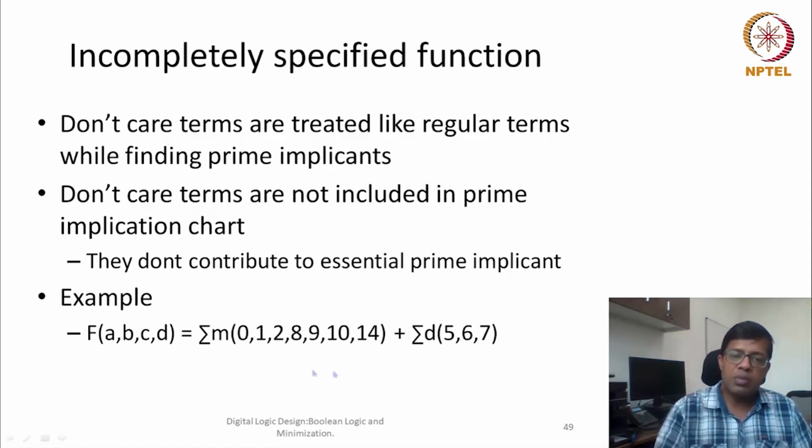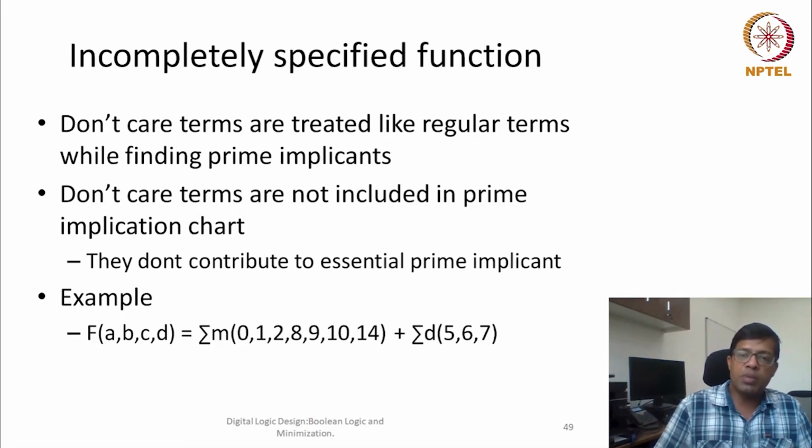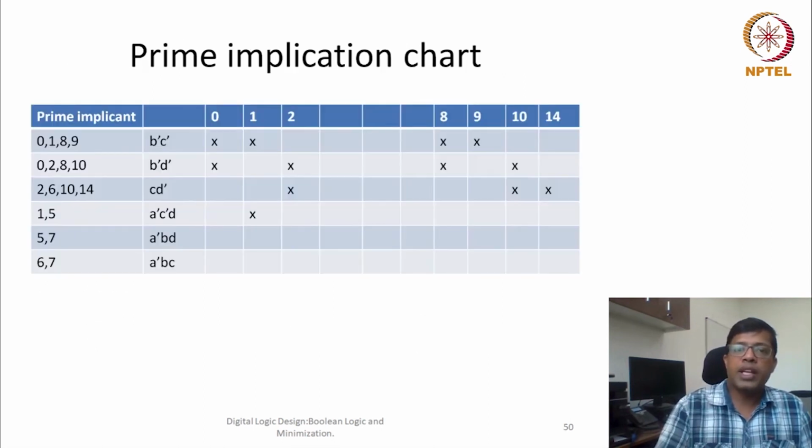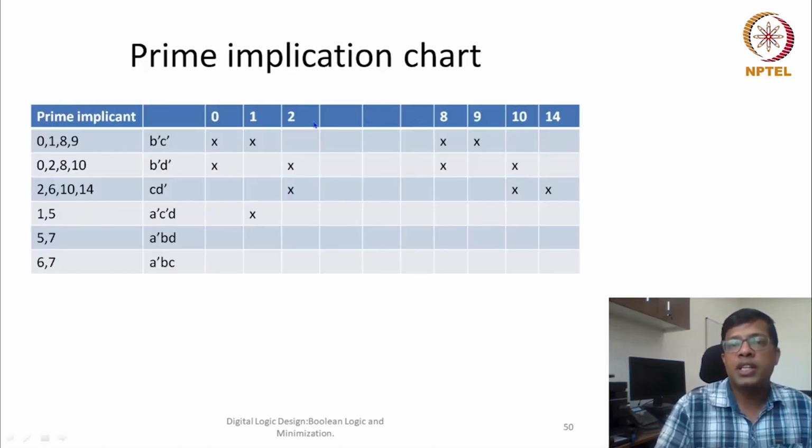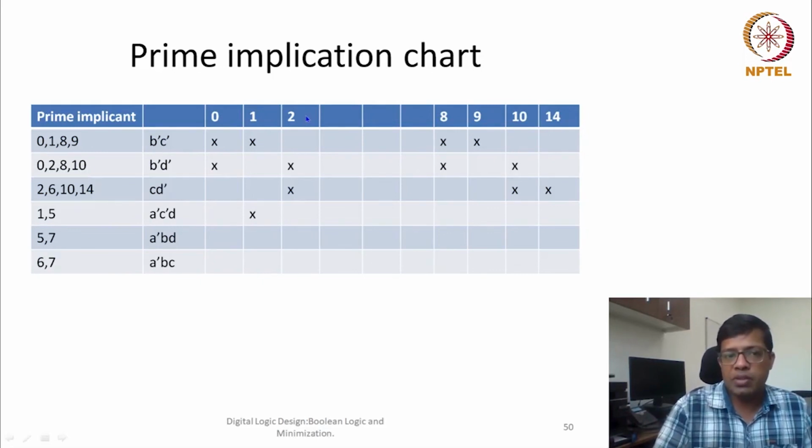but in this example I have taken a couple of terms and made them don't care terms. Let's say the total number of terms otherwise were 10, and out of 10 I made 5, 6, 7, these three min terms, don't care terms. Because 5, 6, 7 are treated as regular min terms for the first exercise of creating all the implicants, I can create the prime implicant chart in a similar way as the previous example.